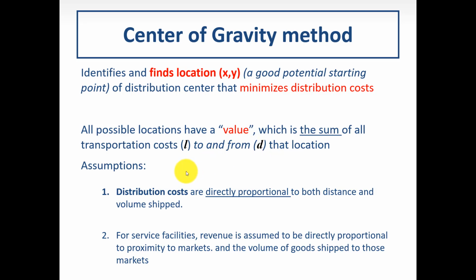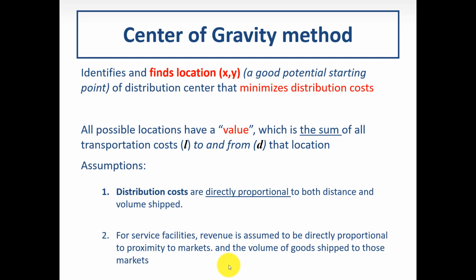Okay. Now, there are some assumptions, of course, and it's important that you keep them in mind. Here's a hint. Sometimes in the exam, you can have an open question like, hey, what are the assumptions behind this model? So keep this in mind. The assumptions are the following. The costs are directly proportional to both distance and volume shipped. And revenue is assumed to be directly proportional to proximity to markets and the volume of goods shipped to those markets. So in short, if you send an item from point A to point B and the distance is 10 kilometers, you will have a cost which will be double that of sending the same item to a distance of 5 kilometers away.